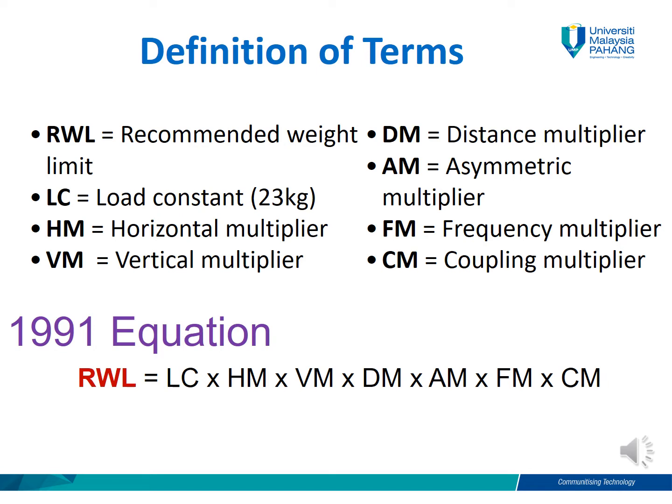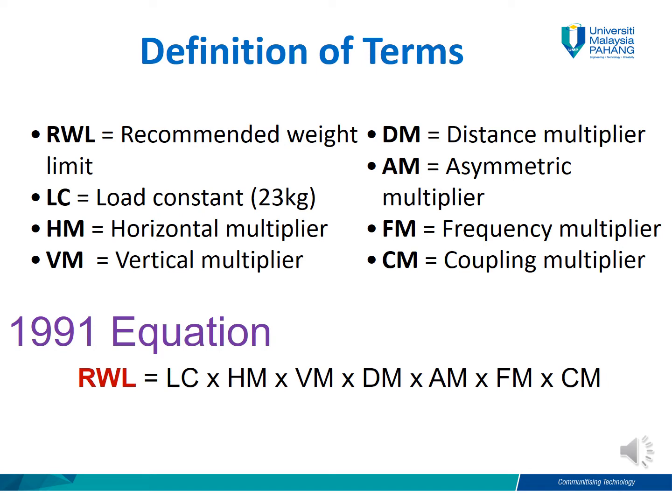Here are the details of the terms used to calculate the recommended weight limit. RWL is equal to recommended weight limit. LC is equal to load constant, which is in kilograms. We use 23 kilograms. HM is the horizontal multiplier. VM is the vertical multiplier. DM is the distance multiplier. EM is the asymmetry multiplier. FM is the frequency multiplier. CM is equal to the coupling multiplier.